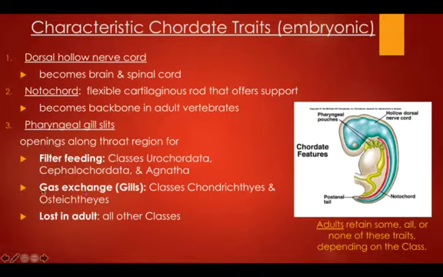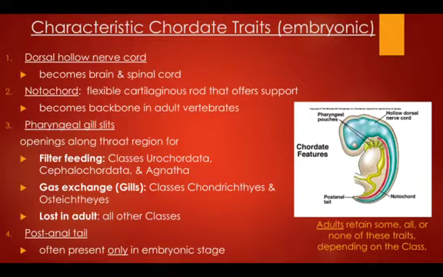They can be used for gas exchange, so this is where we see it with our fishes. And we see this with classes Chondrichthyes and Osteichthyes. These are our sharks and our fishes. And in some, they are going to be lost in the adults. So this is the case for mammals, including human beings. Our pharyngeal gill slits are lost.